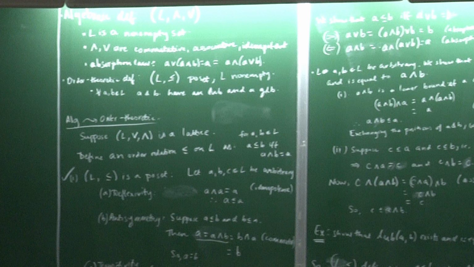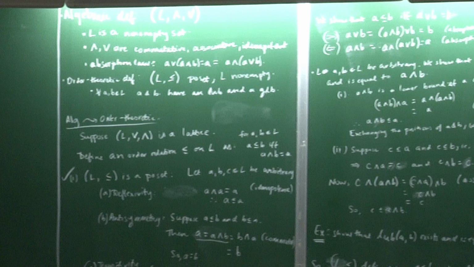Next, anti-symmetry. Suppose that you have both A is less than or equal to B and B is less than or equal to A. Then we will have that A is A meet B by definition here. By commutativity, we can switch their places, and we know that this is equal to B because B is less than or equal to A, so by definition we have this. So we have that A is equal to B, anti-symmetry is satisfied.